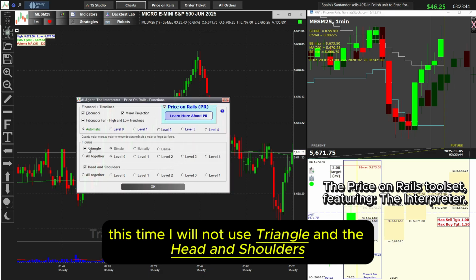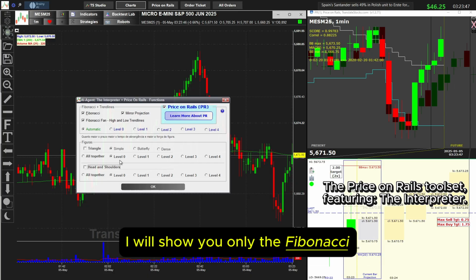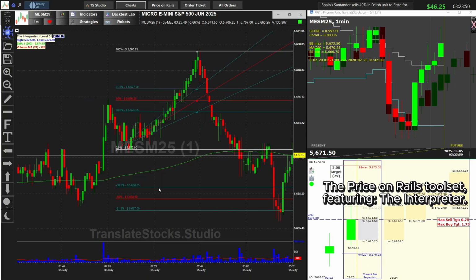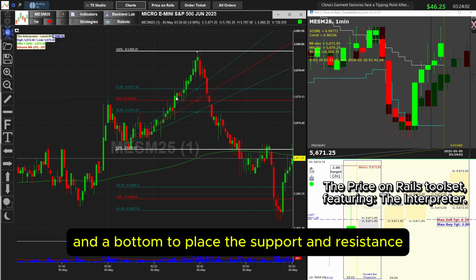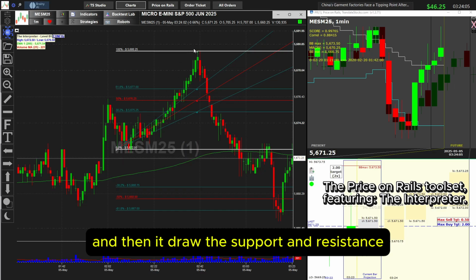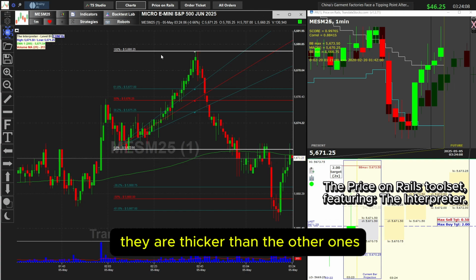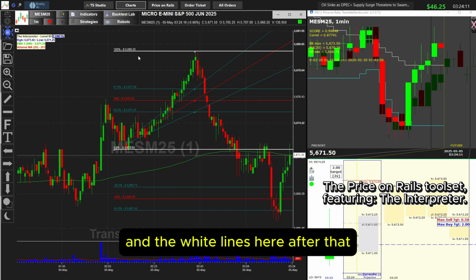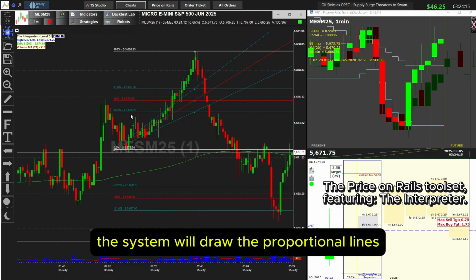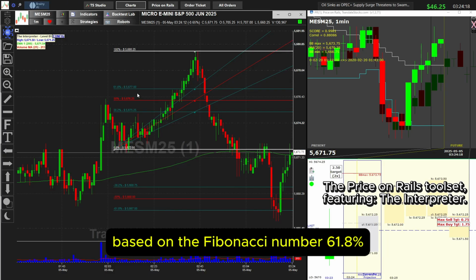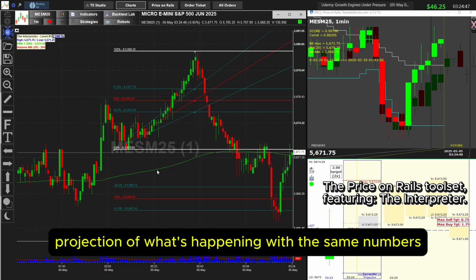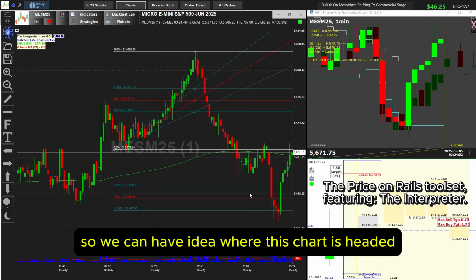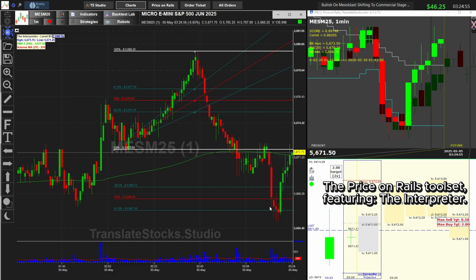This time I will not use triangles or head and shoulders. I will show you only the Fibonacci. The first thing the system does is find a top and a bottom to place the support and resistance. Then it draws the support and resistance, the main lines, which are thicker than the other ones, and the white line is here. After that, the system draws the proportional lines based on the Fibonacci number, 61.8%. The system automatically draws a projection of what's happening with the same numbers, so we can have an idea of where this chart is headed.